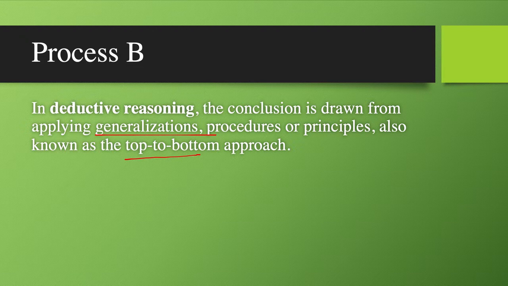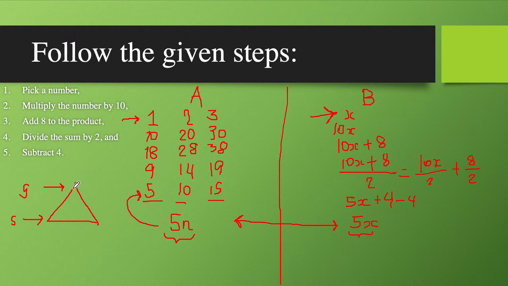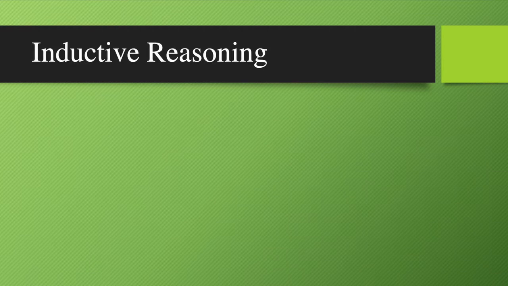Going back to the example, this is the top. We start with the generalization, the formula itself, and then we can end up with the specifics. You can just substitute values for x, for any x you want, since you know that applying the algorithm will end up with this formula. So why would you follow the algorithm if there's a shortcut formula for that? That's deductive reasoning. And let's talk more about them.